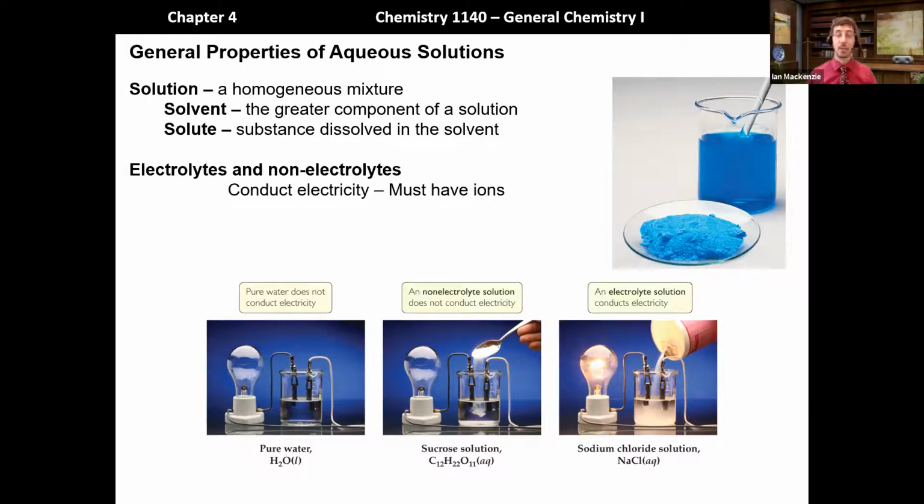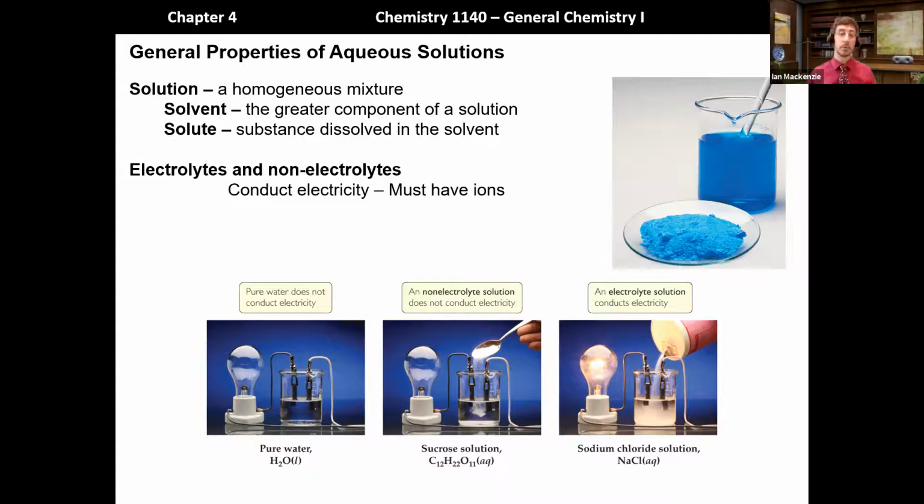Now, molecular compounds like sucrose, which is table sugar, have no ions involved, and so that would not break up into ions in solution, and so that would be termed a non-electrolyte. That also does not conduct electricity.